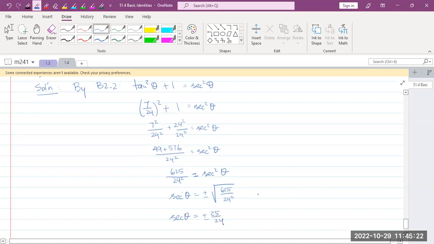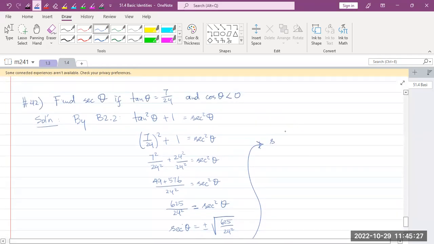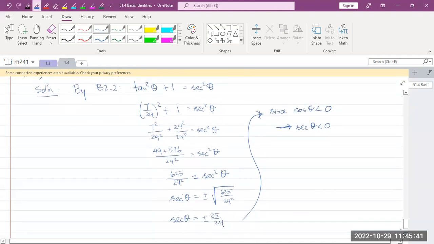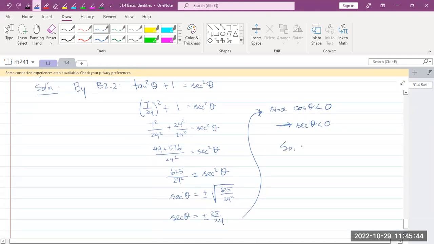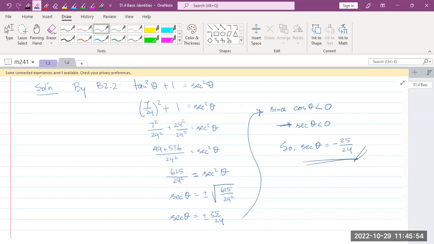Okay, now since cosine theta is negative, that implies the reciprocal, secant theta, is also negative. Is that right? Now we have two possible answers there. We choose the negative one. So secant theta is negative 25 over 24. Okay, that's for number 42.